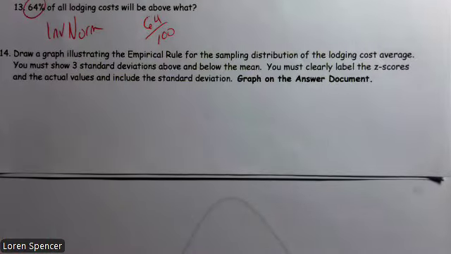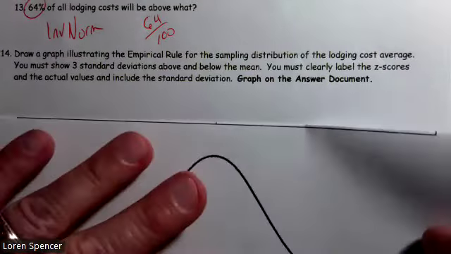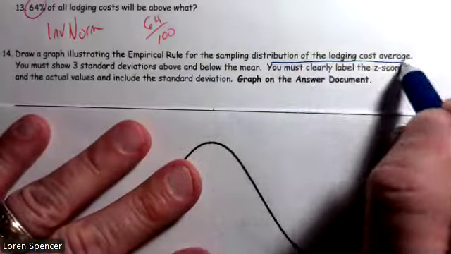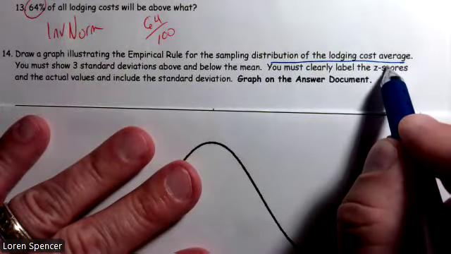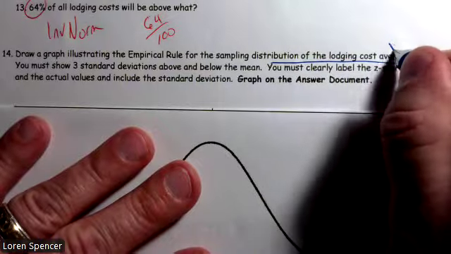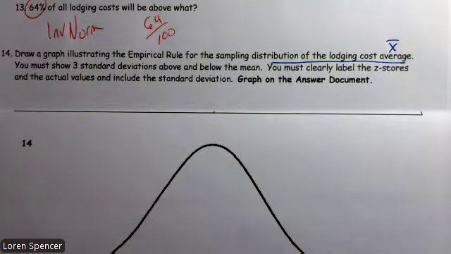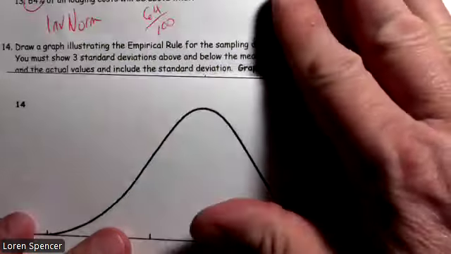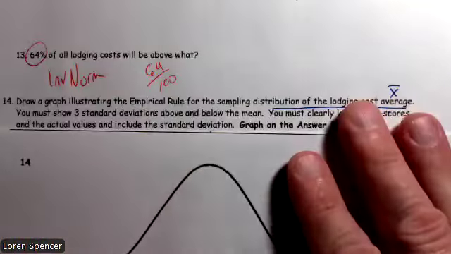Last problem. Draw a graph illustrating the empirical rule for the sampling distribution of the lodging cost average. Now, that means I'm working with the X bar. You must show 3 standard deviations above and below the mean. You must clearly label the z-scores and the actual values and include the standard deviation. All right, so that's going to be a lot of work.